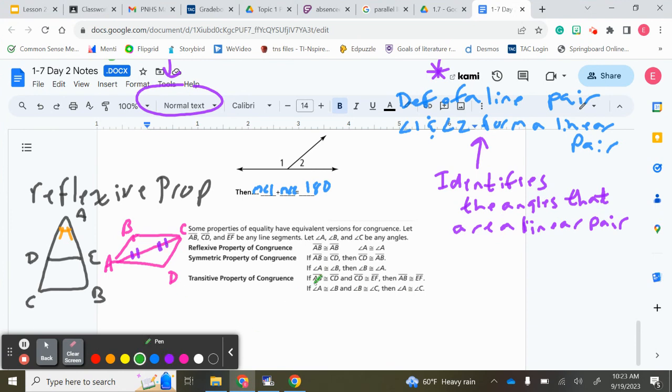Now the symmetric property, if we take a look here, you have segment AB is congruent to CD and then CD is congruent to AB, or you have angle A congruent to angle B. That means B is also congruent to A. This one, this is your flip-flop.